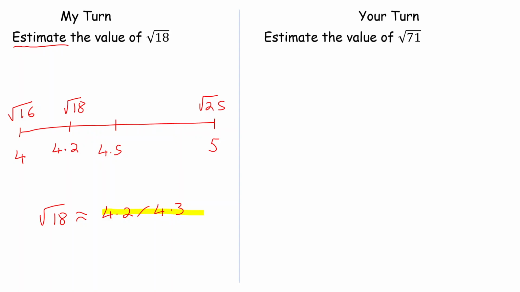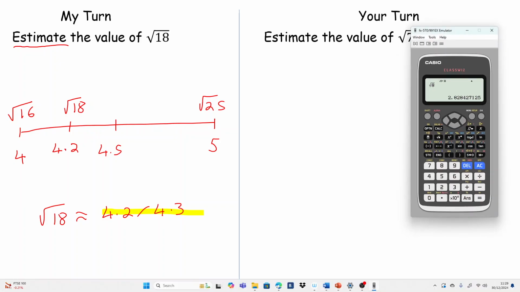Now, good. And again, we can check it on the calculator. Is that a pretty good estimate? Let's have a look. So the square root of 18 as a decimal is 4.24. So yeah, there you go. I would say between those two values there is pretty good. Okay, so that's our answer.